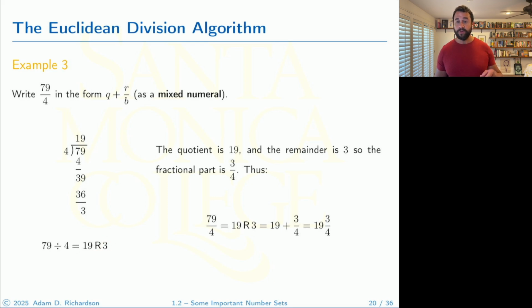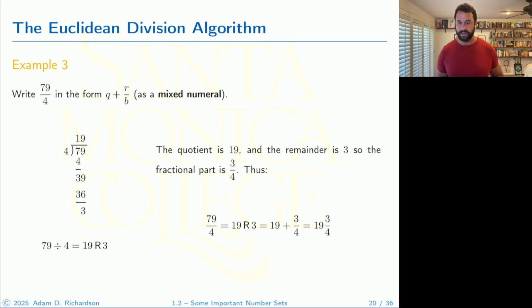Now, Euclid's division lemma says, hey, that means we can write 79 over 4 as 19 plus 3/4. Because we have a non-zero remainder, we're going to have a fractional bit. This number cannot be an integer. It's got to be a purely rational number in some sense. So the quotient is 19. The remainder is 3, so the fractional part is 3 over 4. Thus, 79 over 4 can be written as 19 plus 3/4. A lot of times we'll denote it like this, in the form of a mixed numeral.